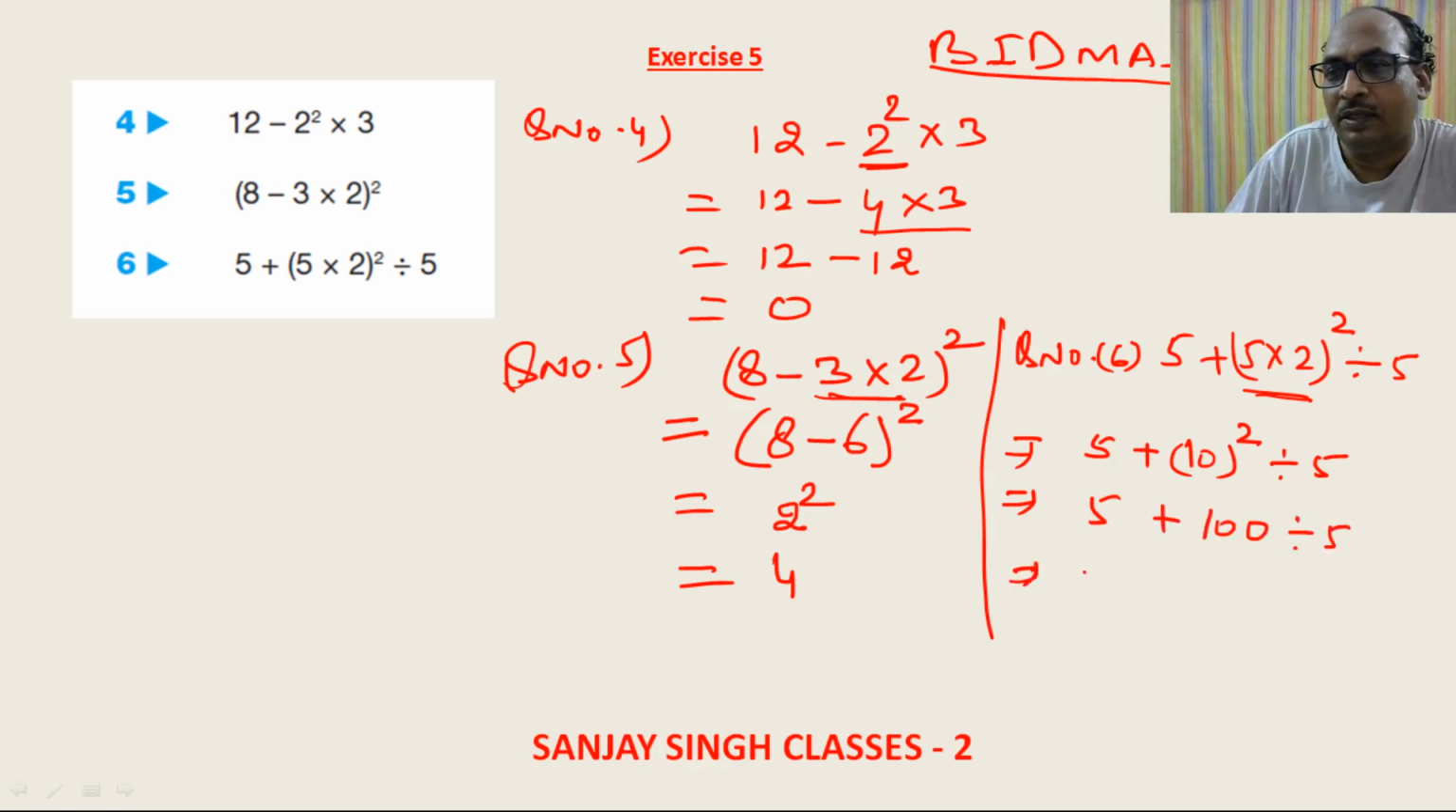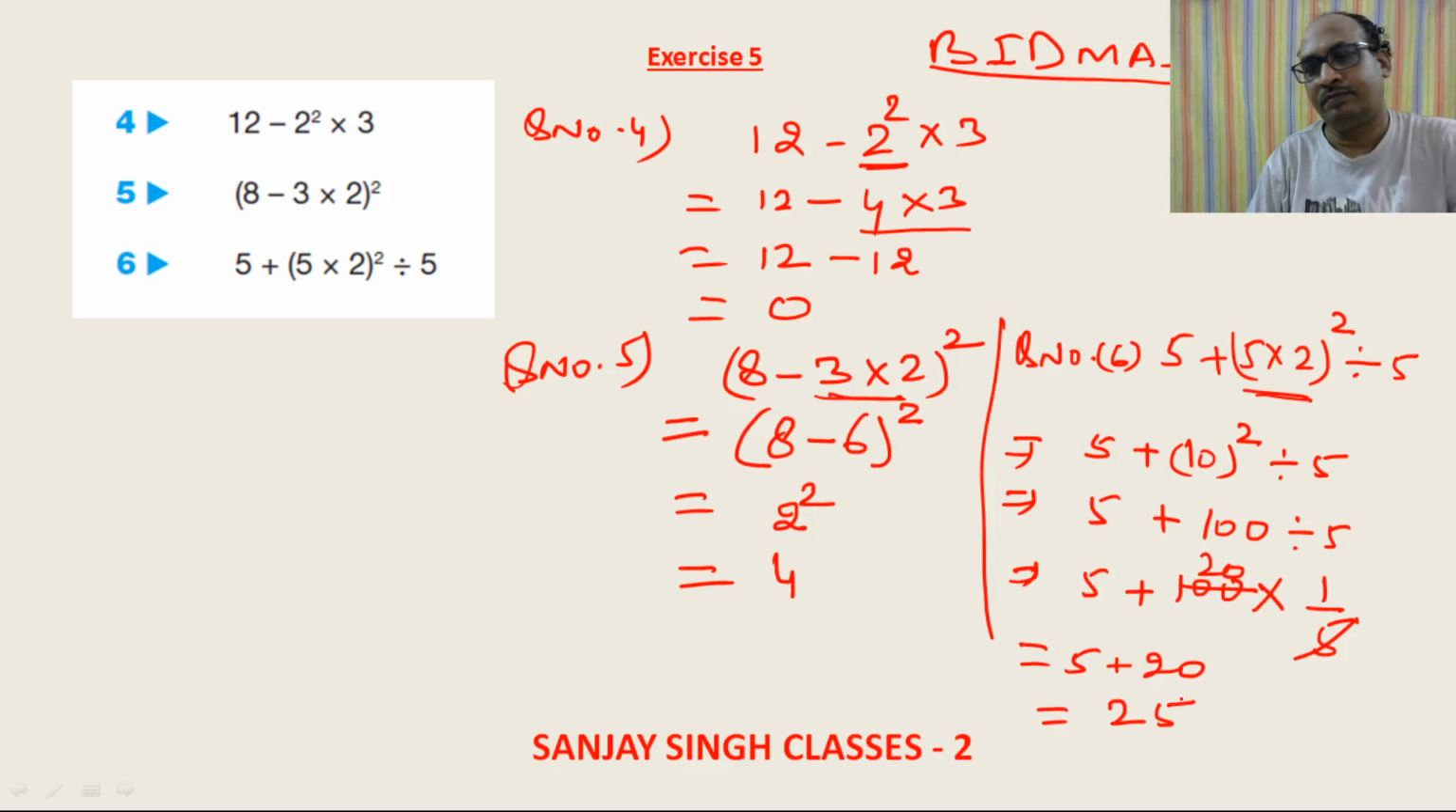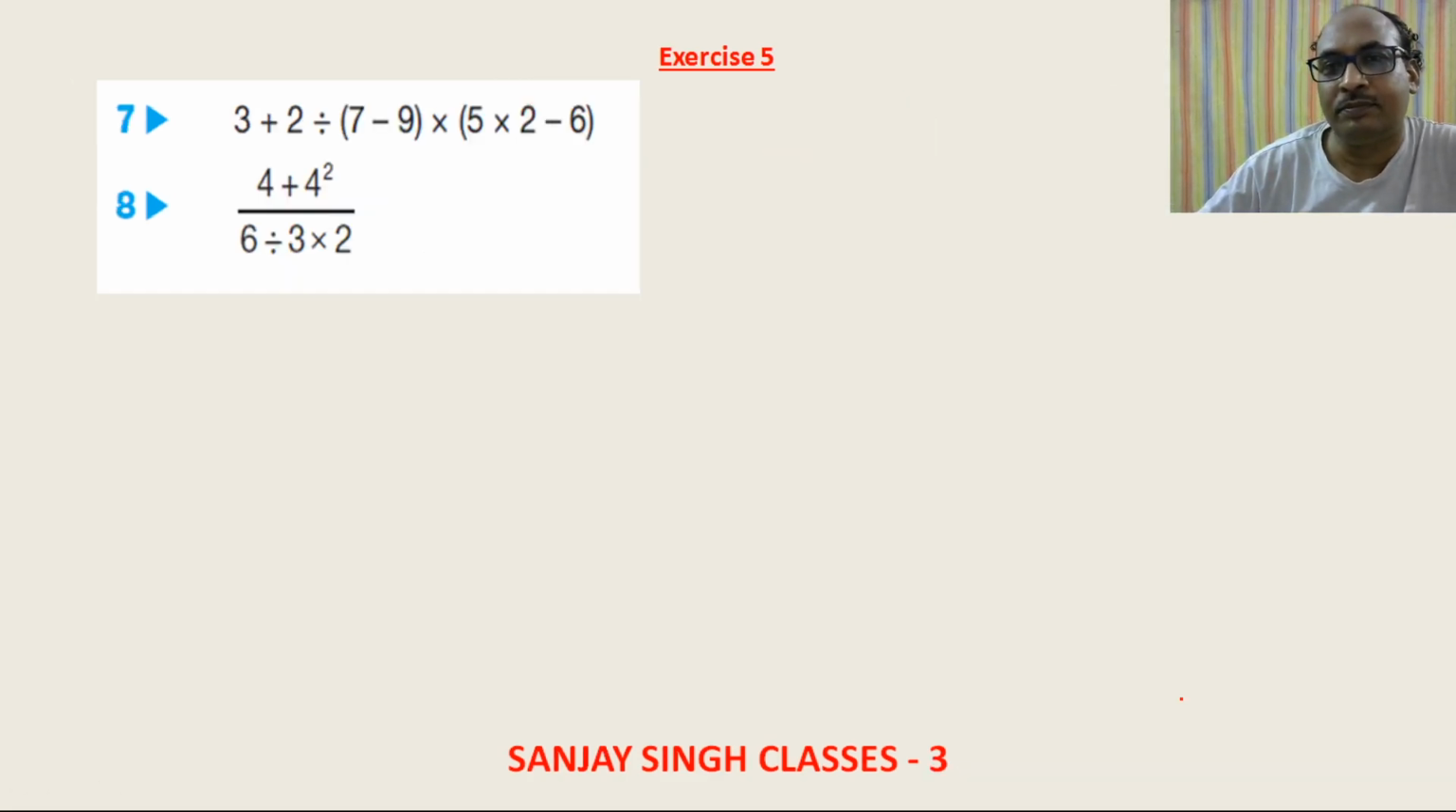Then further 5 plus 100, and this division we will convert into multiplication, and 5 will become its reciprocal 1 by 5. So 5 and 100, we can cancel it. So it will become 5 plus 20, and we have got the answer as 25. Right? Okay. Let us solve question number 7.